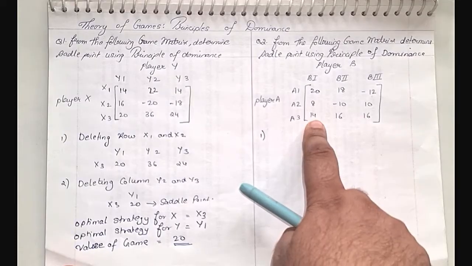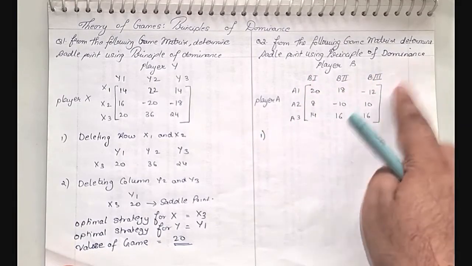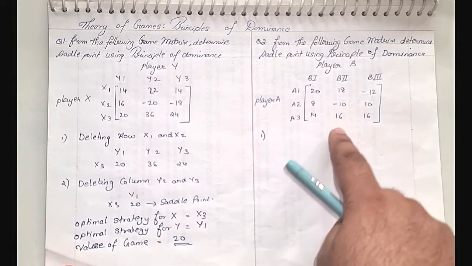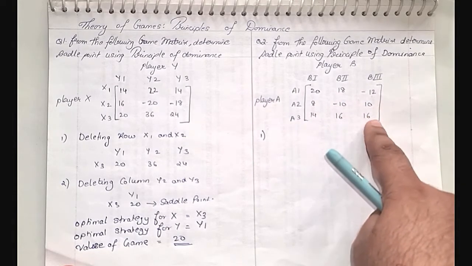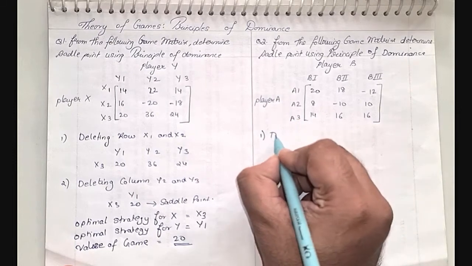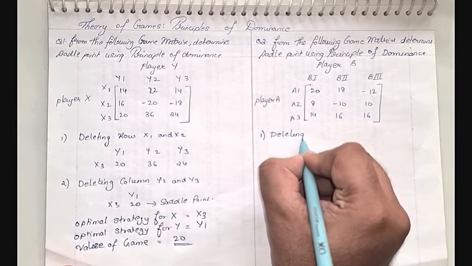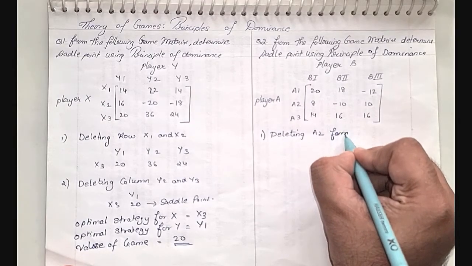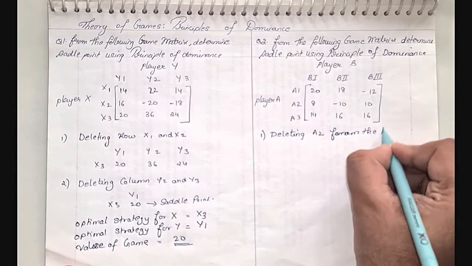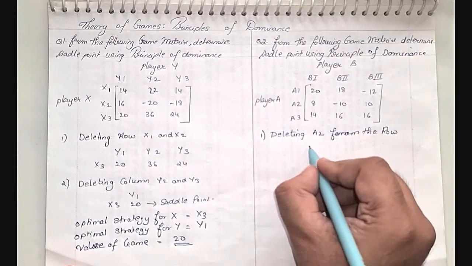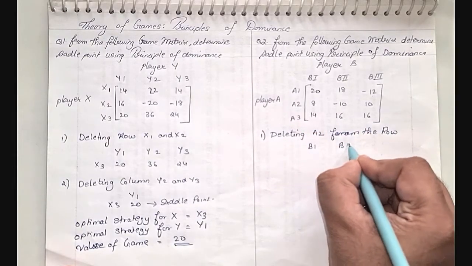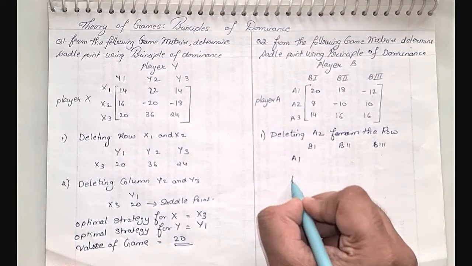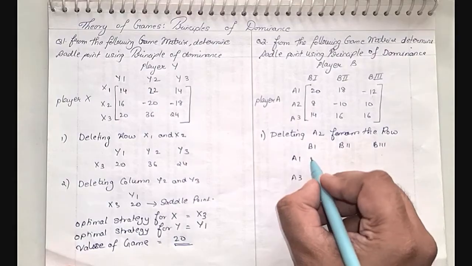20 is not smaller than 14, so you can't reduce this part. 8 is smaller than 14, yes. Negative 10 is smaller than 16, yes, and 10 is also smaller than 16. So I can only delete A2 from the row. Okay, so from the row I can delete A2. So now what I'll get is B1, B2 and B3, and here I'll have only A1 and A3 because I have reduced that part.